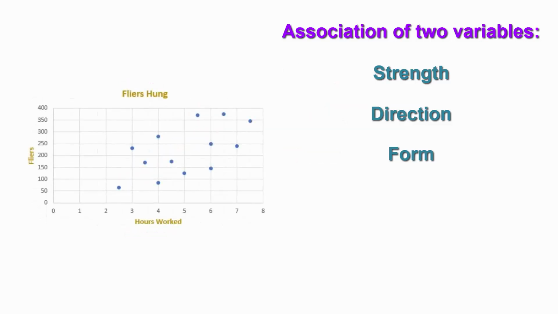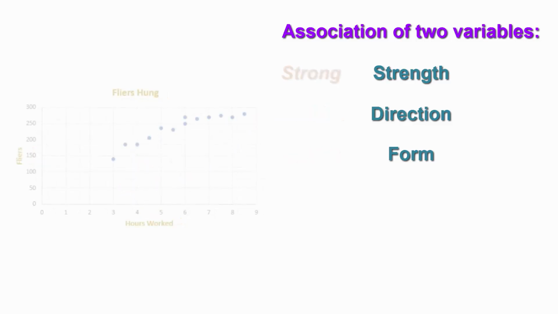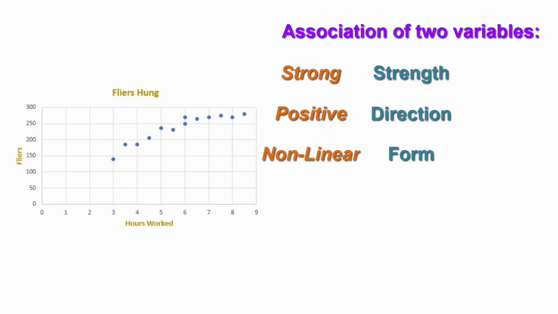Let's quickly look at examples that have different combinations of these three descriptors. Weak positive linear association. The points are much more spread out. Therefore, the prediction line is not as strong in its ability to predict flyers hung based upon hours worked, hence weak positive linear association. We may see a strong positive nonlinear association because the rate of flyers hung per hour is declining as time goes on, not a straight line relationship.